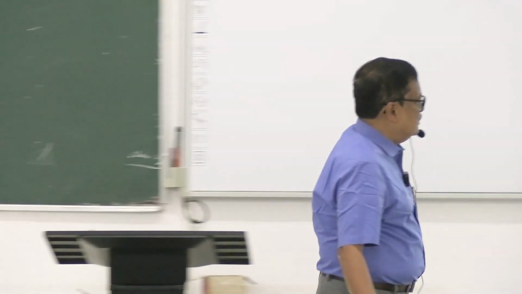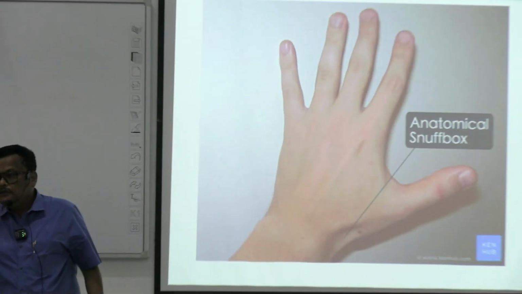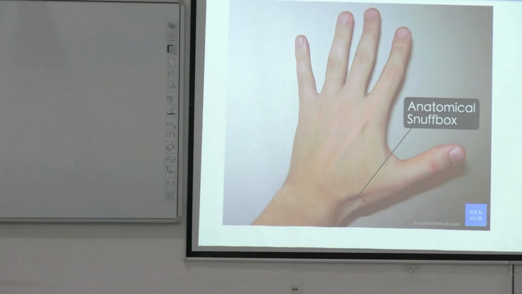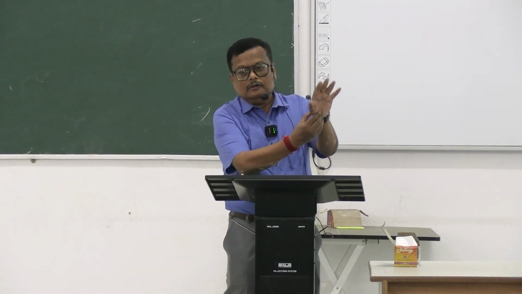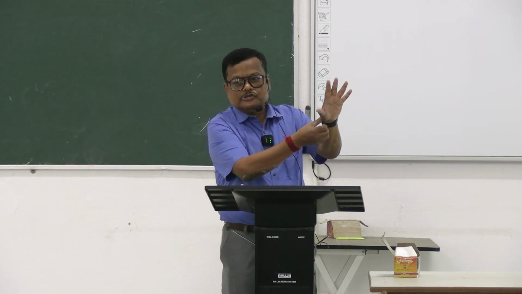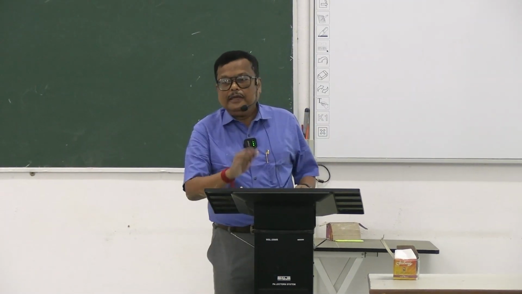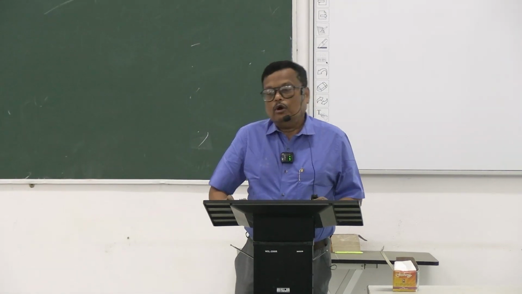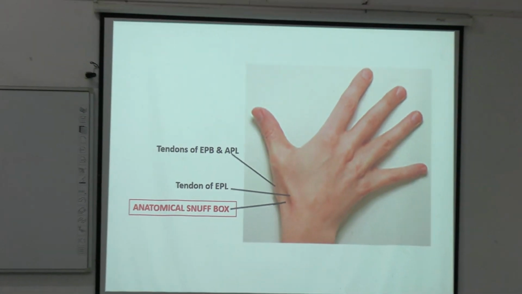This is a very important structure because within this anatomical snuff box, the radial artery lies. Feel it? The pulsation you feel. If done properly, you feel the pulsation. And in this place, the beginning of one vein will occur. I will come to it later on. So this is the anatomical snuff box.